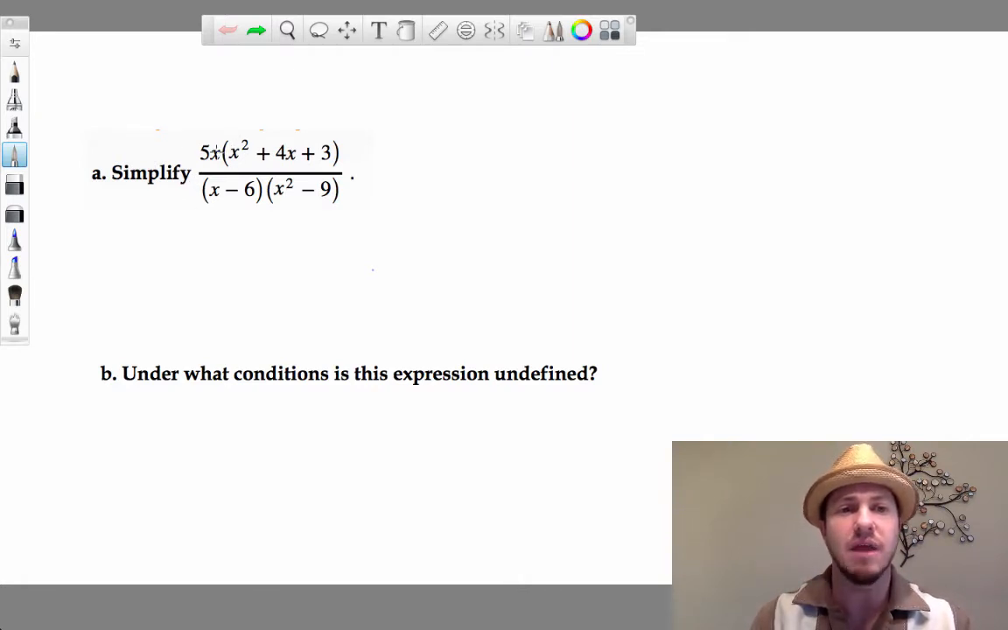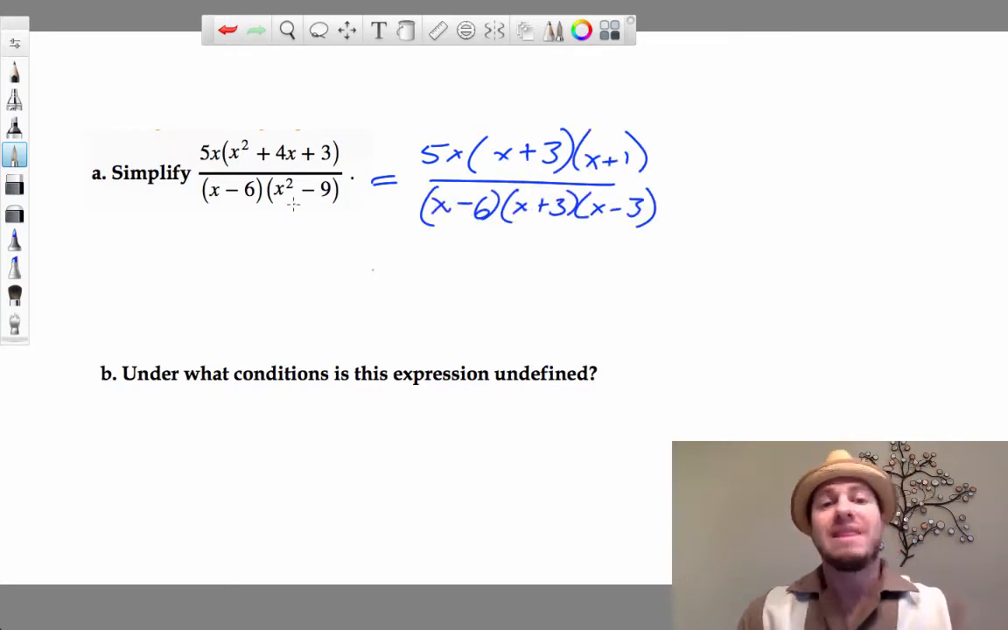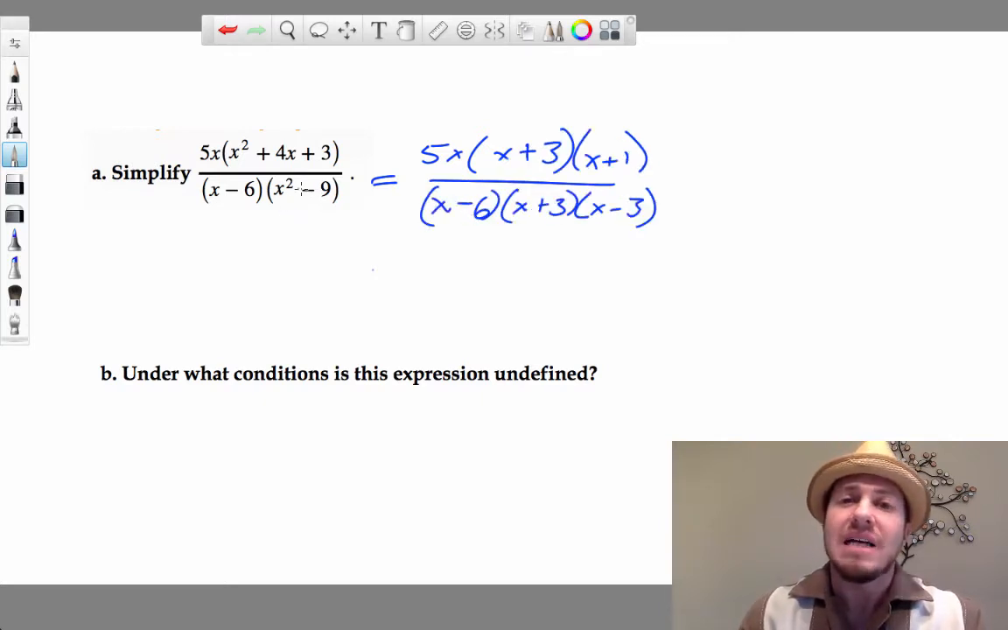They are slightly factored already. This 5x is factored out, and these are factored into two binomials, but they each can factor more. So let's go ahead and factor them completely. This x squared plus 4x plus 3 becomes x plus 3 times x plus 1. Divided by the x minus 6 can't factor, but this x squared minus 9 does factor into x plus 3, x minus 3.